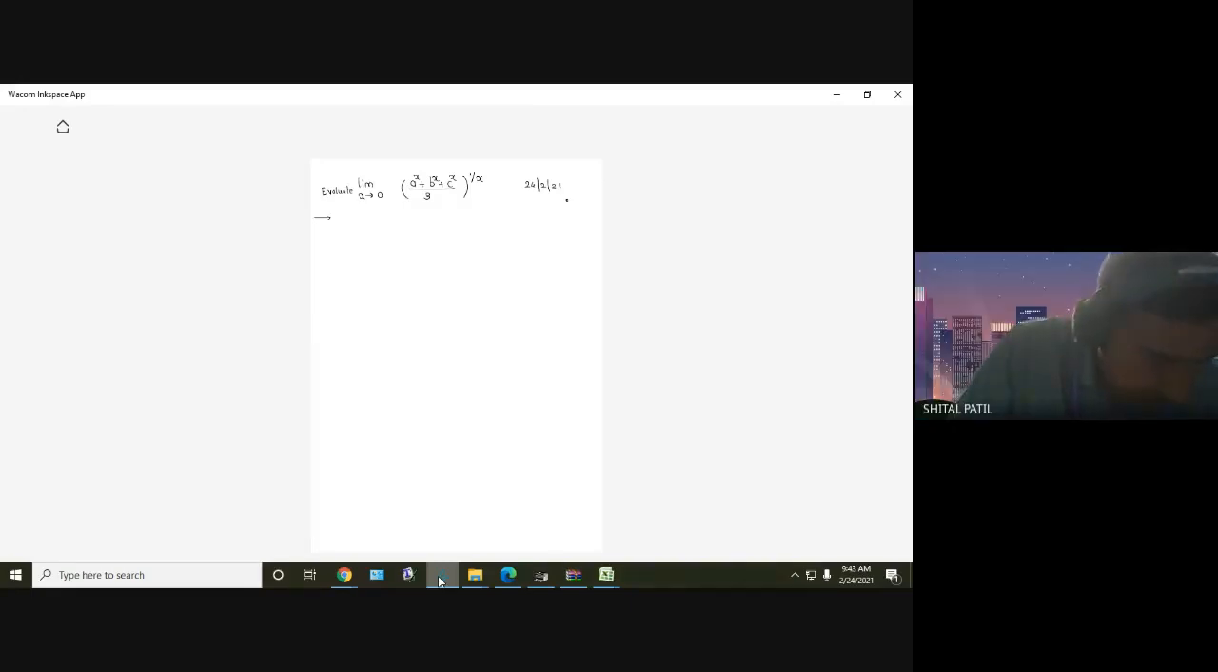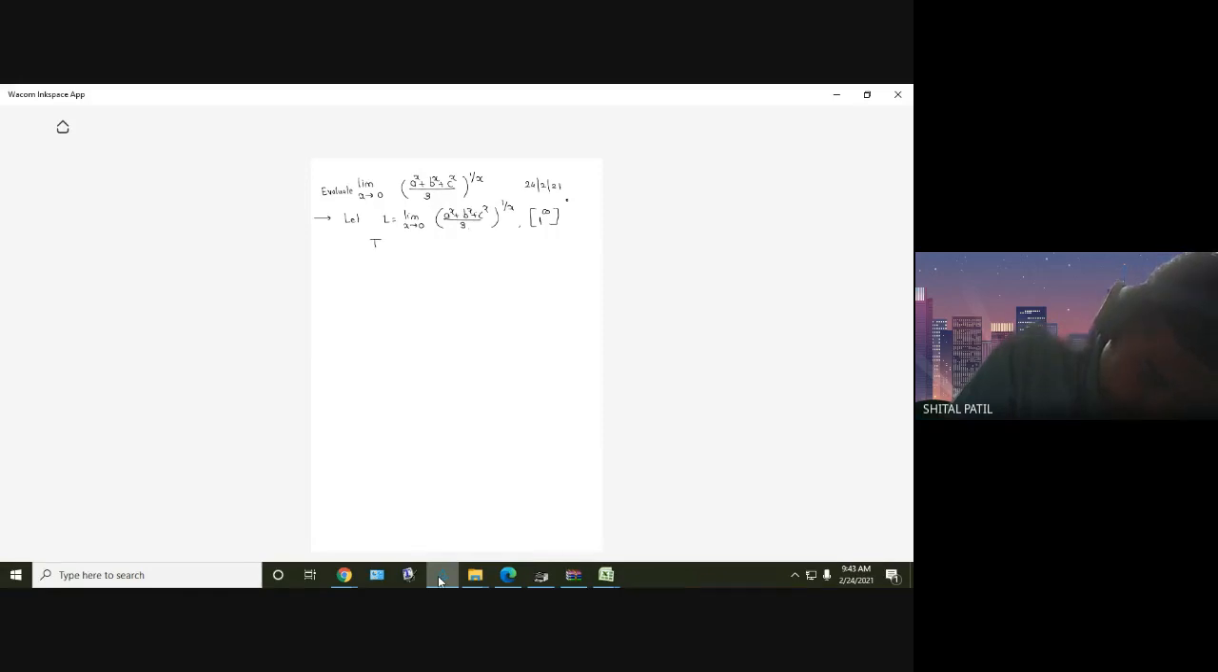Let me continue. Okay. So write down solution. Let L equal to limit x tends to 0, a raised to x plus b raised to x plus c raised to x divided by 3, raised to 1 upon x. Substitute x equal to 0. A raised to 0 is 1. B raised to 0 is 1. C raised to 0 is 1. 1 plus 1 plus 1, 3 in numerator, 3 in denominator. So 3 by 3 is 1. And then 1 upon 0 is infinity. So 1 raised to infinity form.